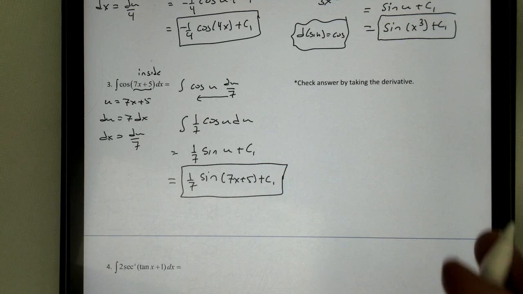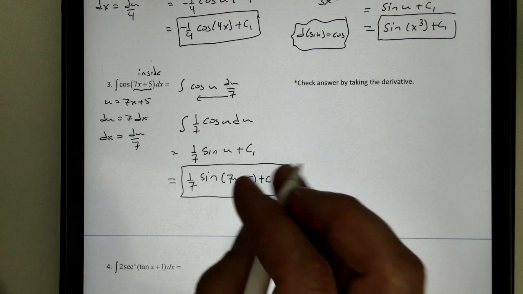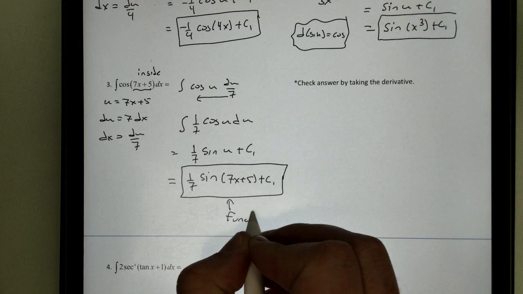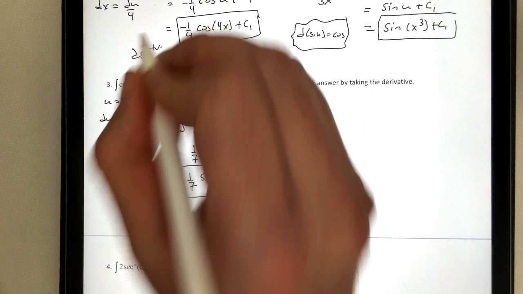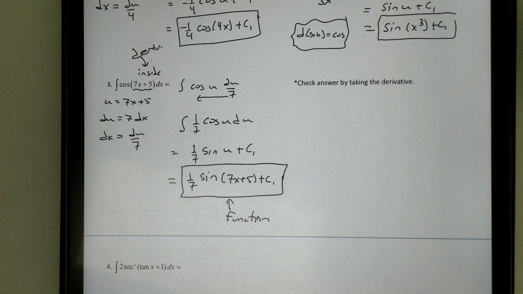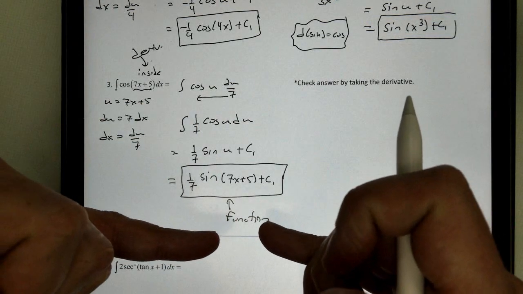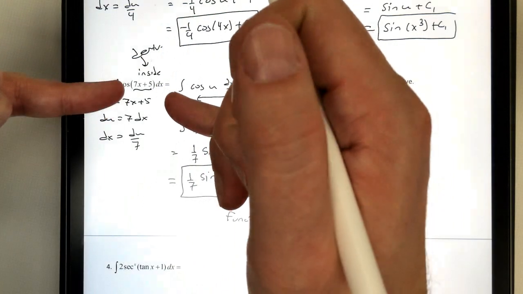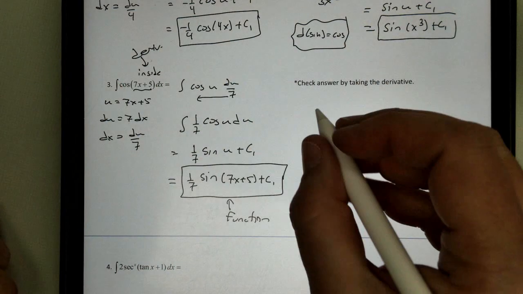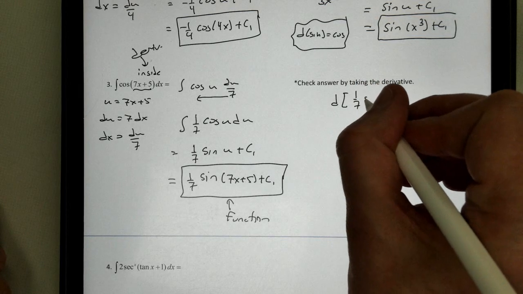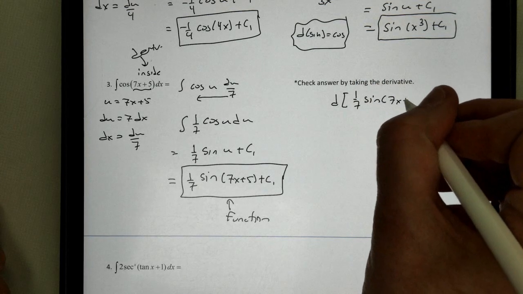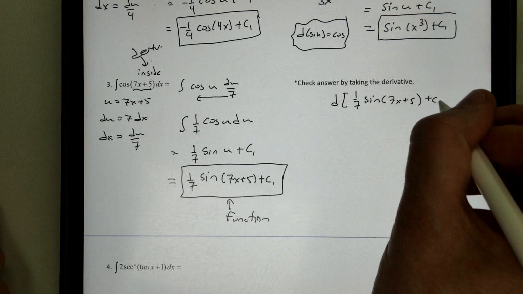Now we can check this. Remember, this is my function. The inside, that's my derivative right there. So I can check it. If I take the derivative of my function, I should get whatever is inside of my integral there. So we can go ahead and do that. Take the derivative of 1/7 sine of 7x plus 5 plus c1.